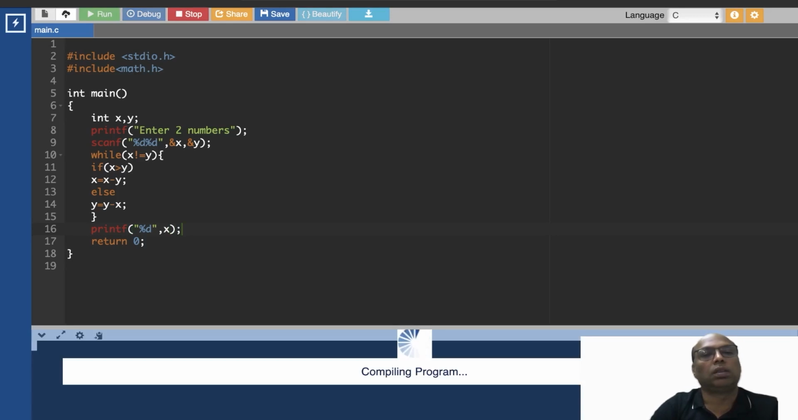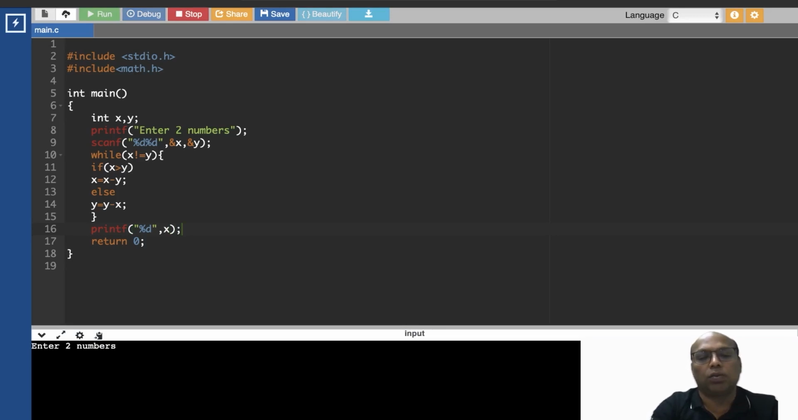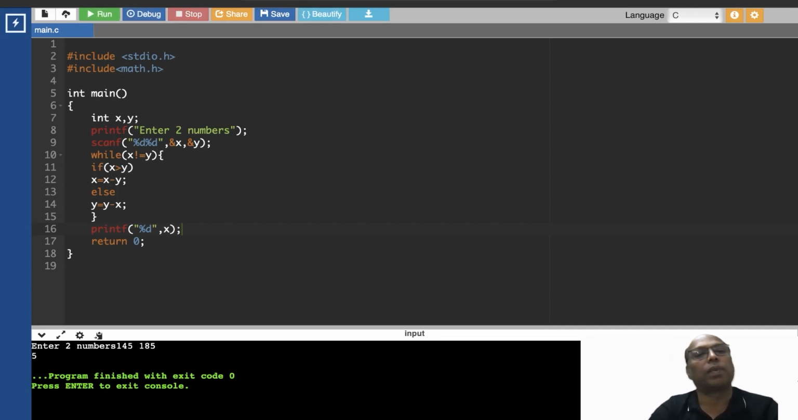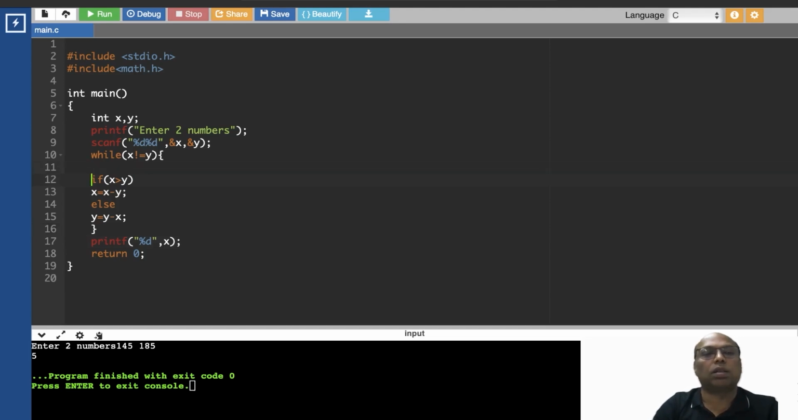When it came out, run it right now: 145 and 185. What is the GCD? 5. Okay, now 5 is the GCD. Got it? Remember, this is what the structure is. Keep a tab, the indentation is important as we go. Make sure that you understand the indentation.